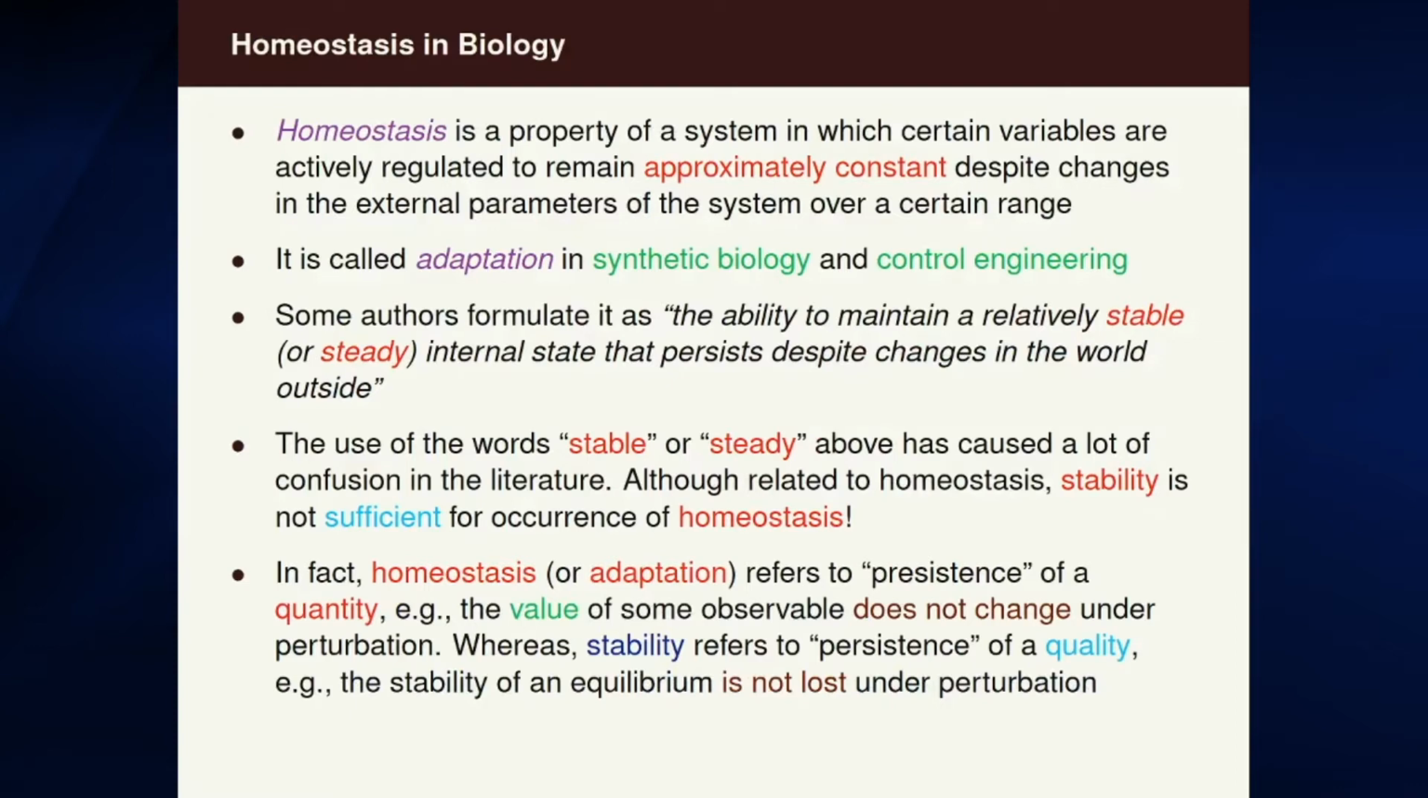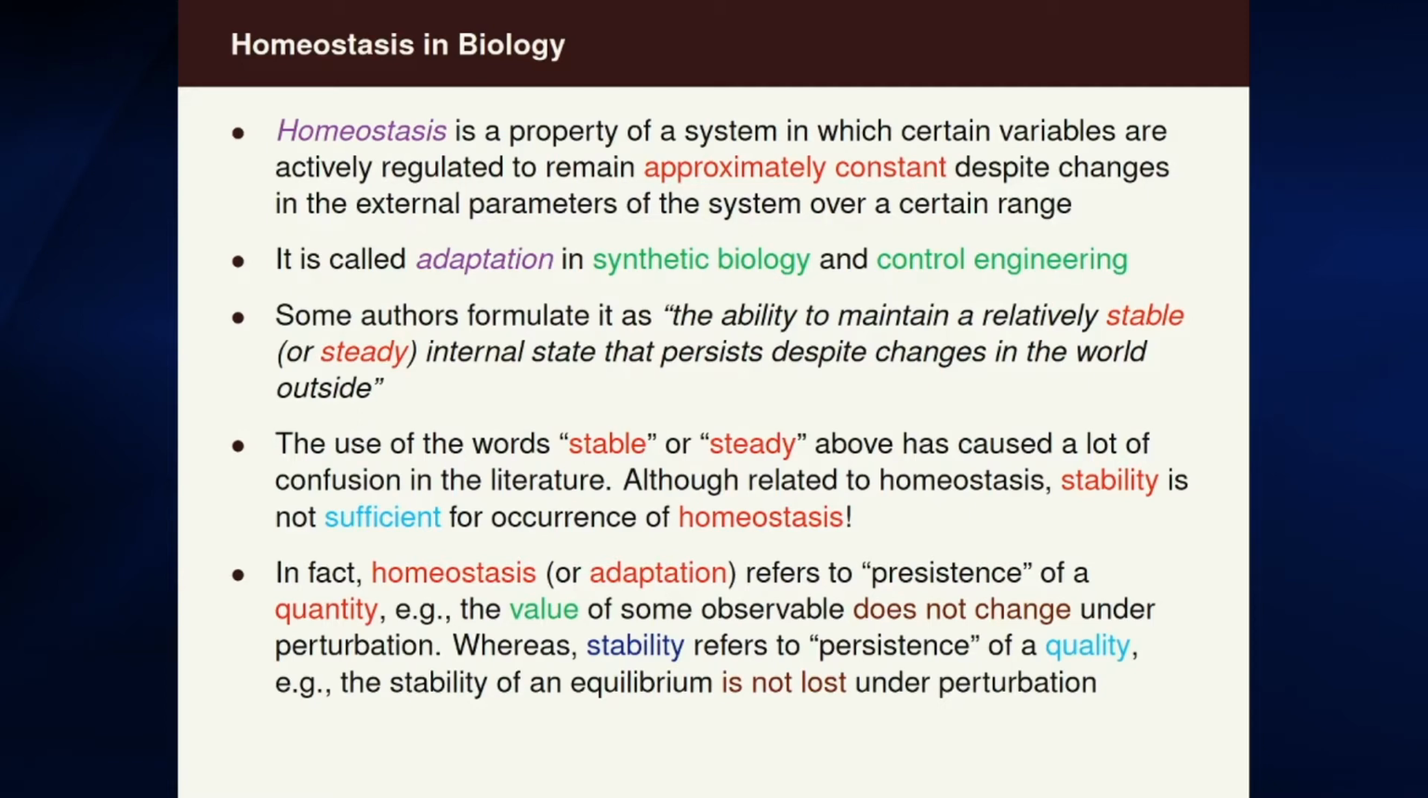So homeostasis is a general phenomenon in biology. It is usually defined as a property of a system in which certain variables, in our case the body temperature, are actively regulated to remain approximately constant despite changes in the external parameters, in our case the ambient temperature, over a certain range. The certain range is the range of the regulated variable where the input-output function, that blue curve, has this plateau.